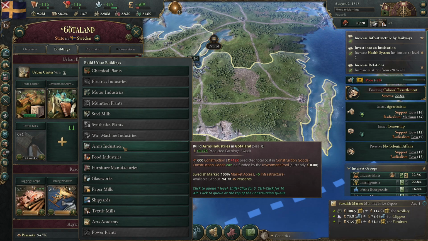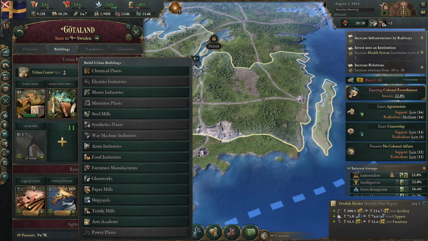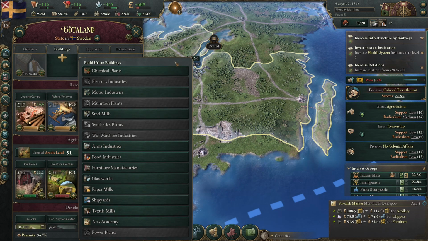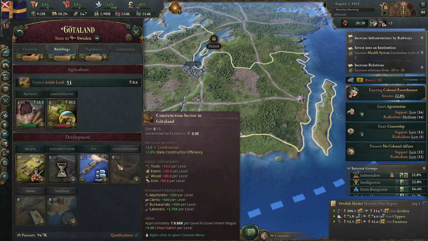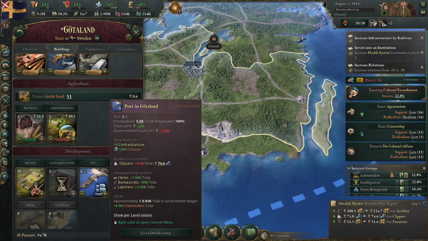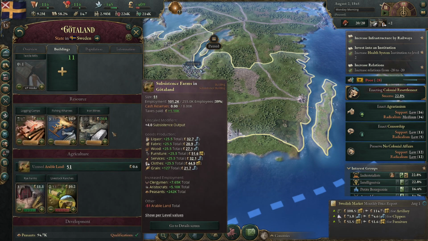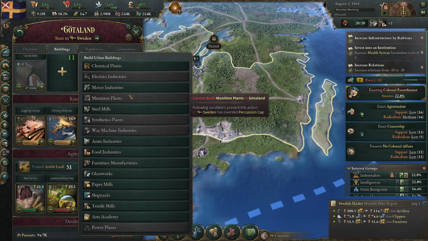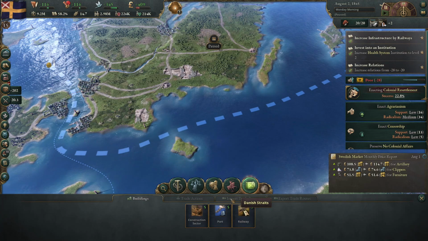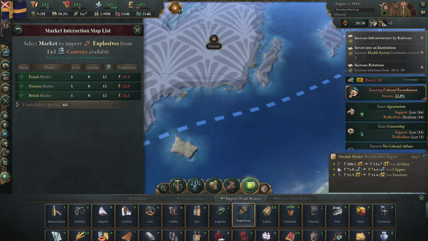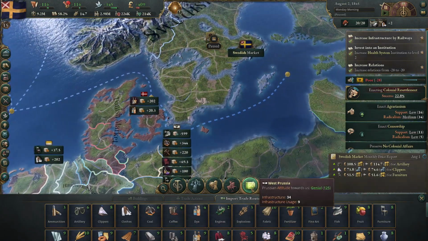I would guess that it's arms industries, but why can't we see railway? So many things to think about. So we can't build. Okay, let's go back to imports. Explosives, no market from the French market. Although I'm kind of getting trouble.